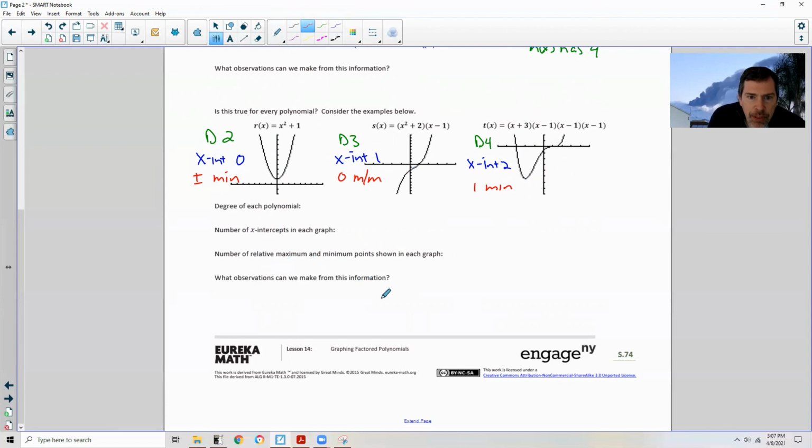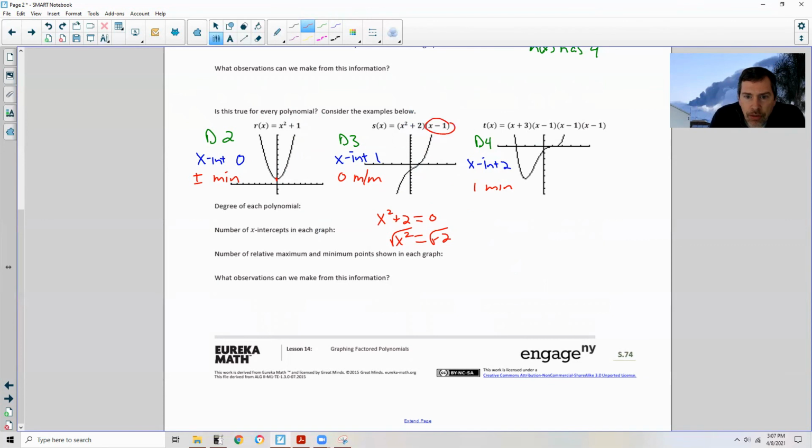What observations can we make from this information? Well, this one here does not have any real roots because x squared plus 1 cannot equal 0. If it did, then x squared equals negative 1, and x would equal the square root of negative 1, which is imaginary. Okay, it's not a real root. It didn't cross the x-axis. In this one here, same thing. If I took x squared plus 2 and set it equal to 0, it would be x squared equals negative 2. I take the square root of both sides and I get x equal to the square root of negative 2. Well, that's imaginary as well. So that's what's happening here.